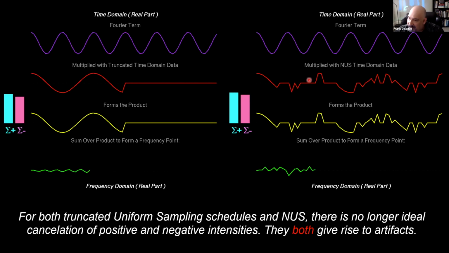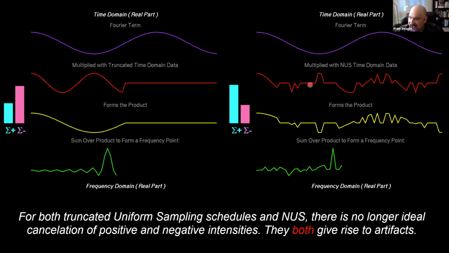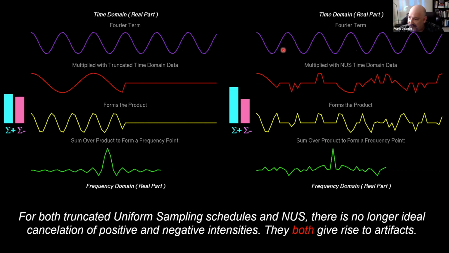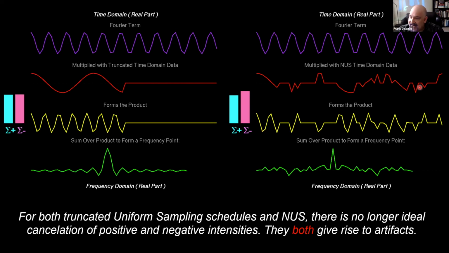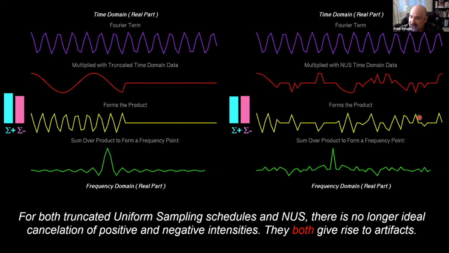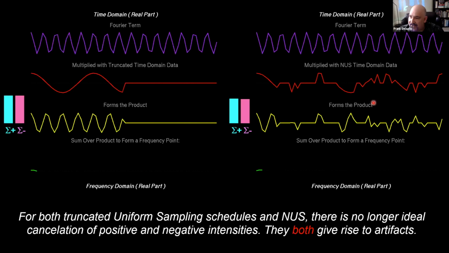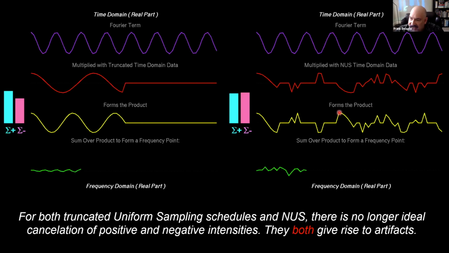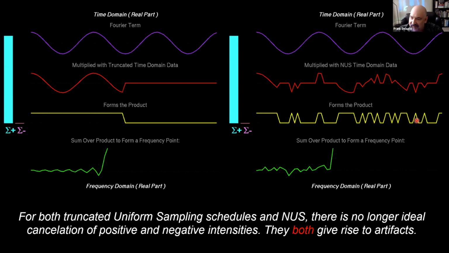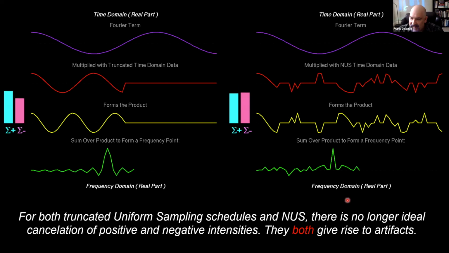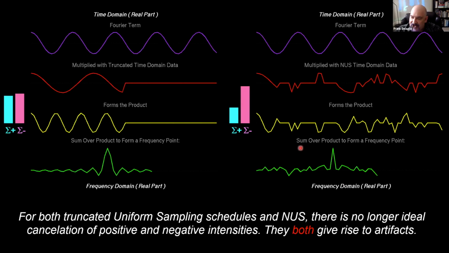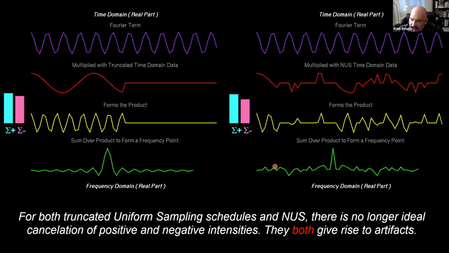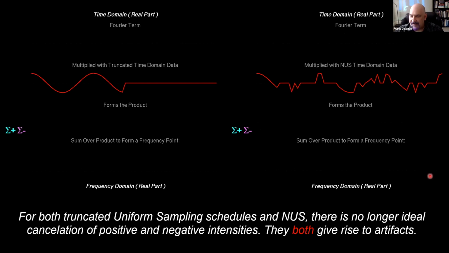The missing parts that were skipped in the non-uniformly sampled acquisition are replaced with zeros. And so the product between the Fourier terms and the experimental data has these gaps in it. And when we add up all the points in the corresponding spectrum or corresponding product, we also don't get ideal cancellation between the positive and negative intensities anymore. And so the kind of spectrum that we generate has what seems to be these noise artifacts in the baseline.